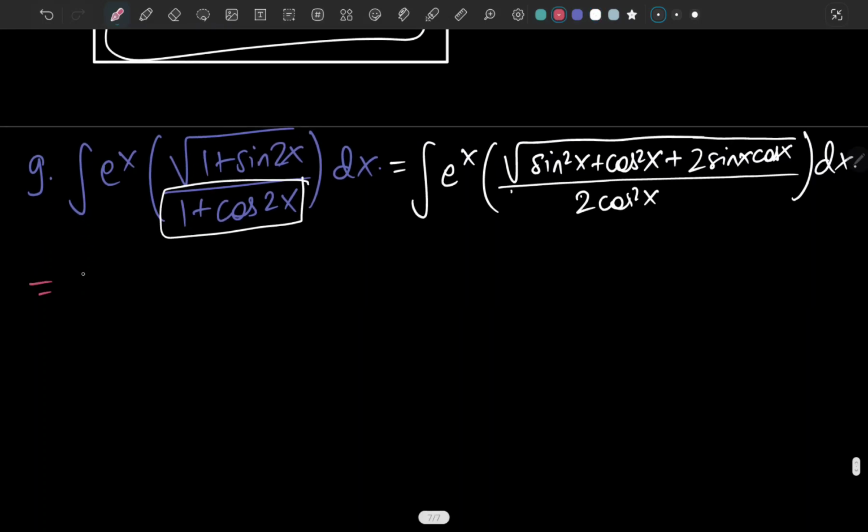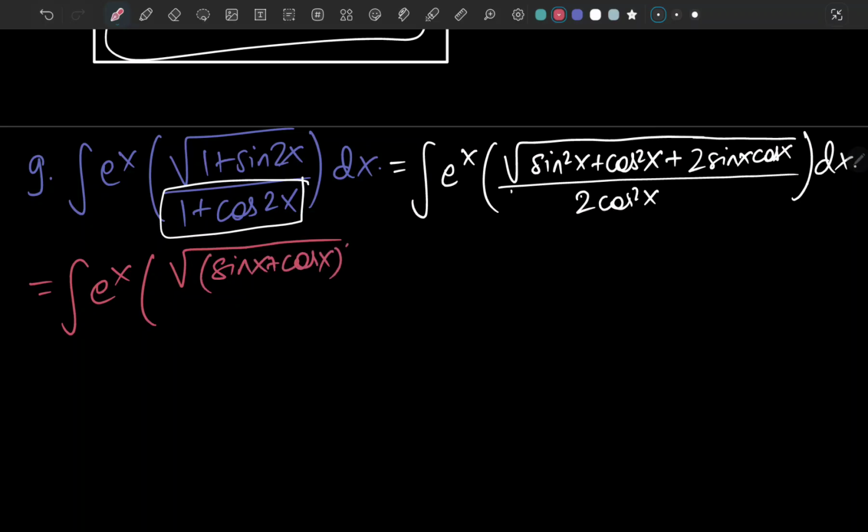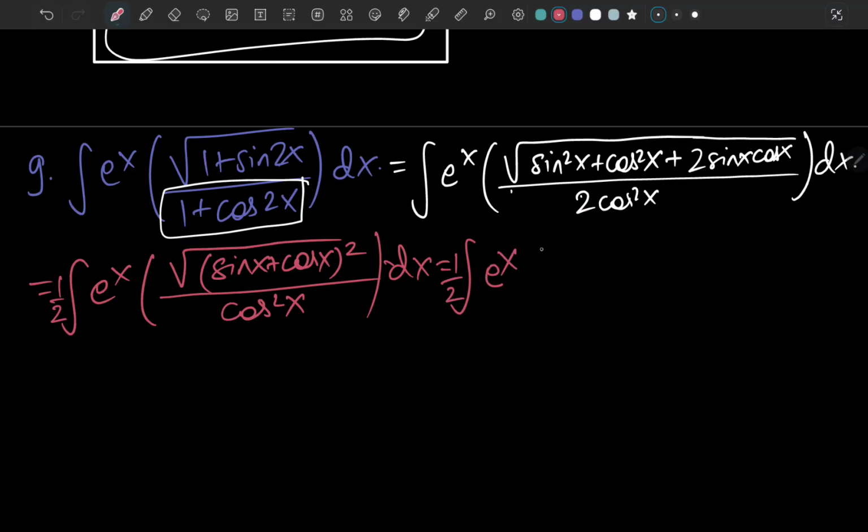So the integral becomes e to the x times the radical, inside the radical we have sine of x plus cosine of x whole squared. And 2, well, I can just factor out 2, cosine squared x dx. So 1 over 2 factoring out, sitting outside the integral, along with sine x plus cosine x over cosine squared of x dx.